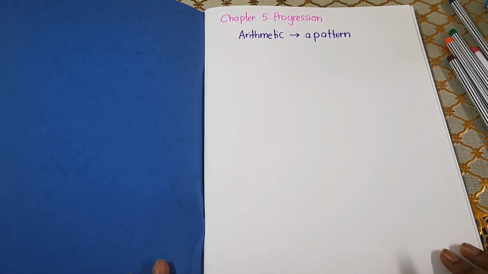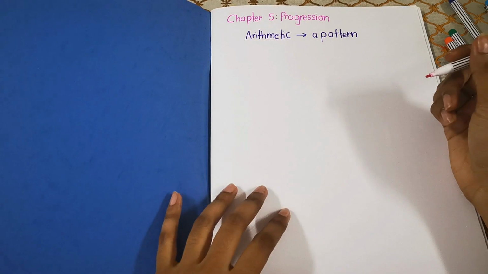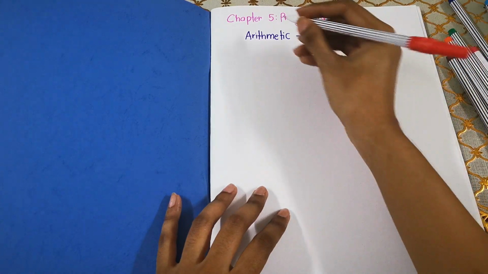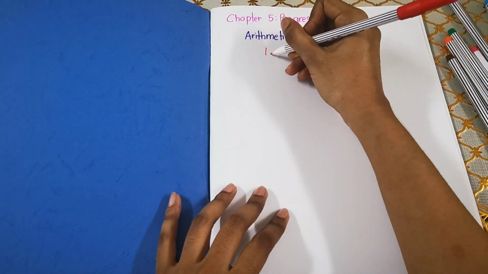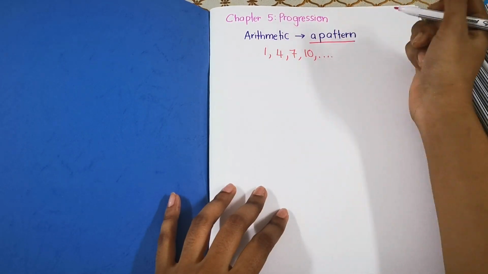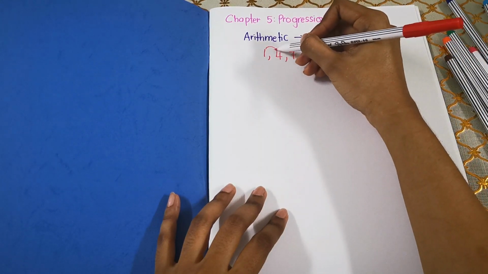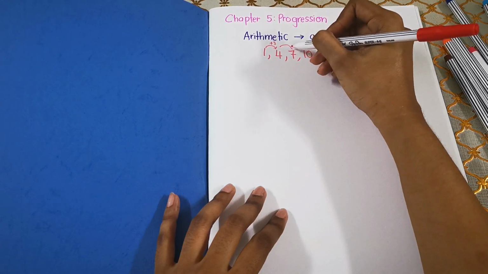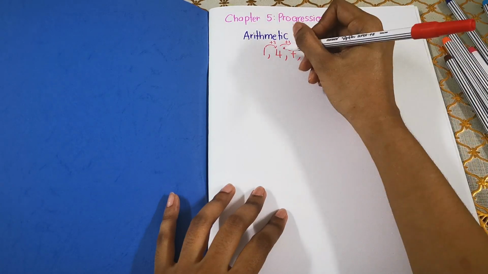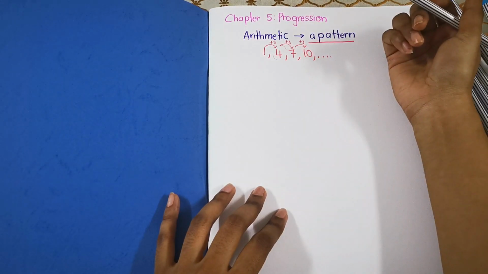So let's proceed into today's topic, which is arithmetic progression. Arithmetic is actually a sequence of numbers which has a pattern. For example, let's say I start with number 1, then 4, 7, 10 and so forth. Now, what is happening here is the sequence is being increased by 3. So how do we know that it's increasing by 3? Because we take the bigger number minus the smaller number, so we will know that it has increased by 3.